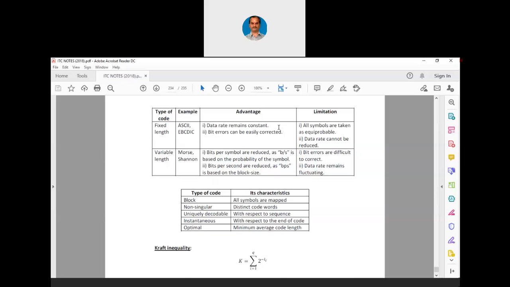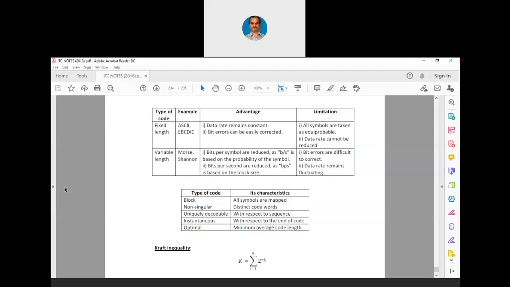Now the limitation is that all symbols become equiprobable because for every given symbol, the number of bits in the encoded data is same. Let us say from A till Z in the English alphabet, if we use the ASCII code for A till Z, then all these characters will have equal number of bits, which simply means that A till Z all are equally probable, because we are not bringing out the probabilities dependency on the information.